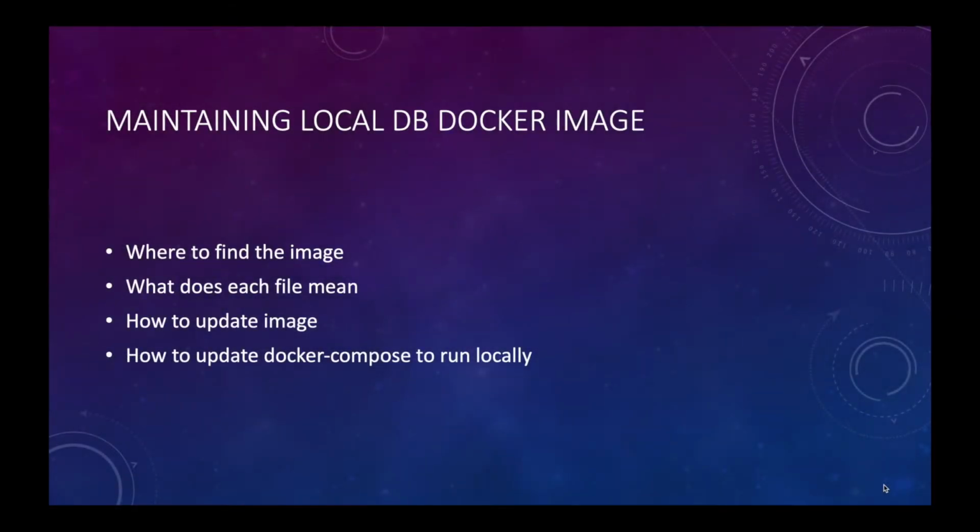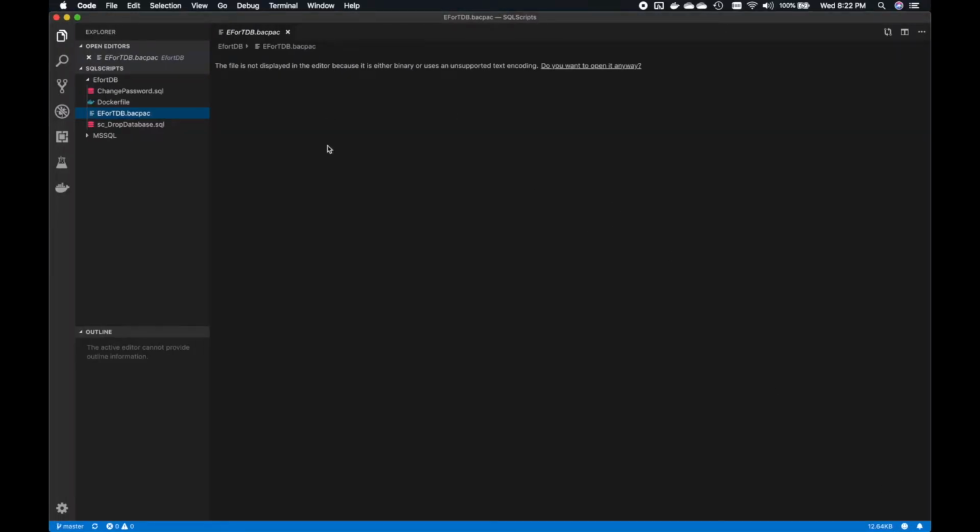Awesome. So the next part is how to update your image. As I already mentioned, it's fairly easy. The main thing you have to do is update the backpack file. So if I head back over to Visual Studio Code, all you really have to do is put in here the new backpack file with the new information, and then you build the image. So that's actually what I want to get into.